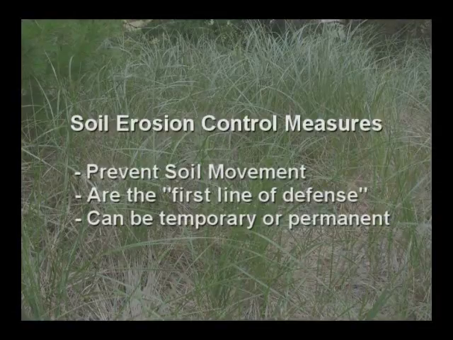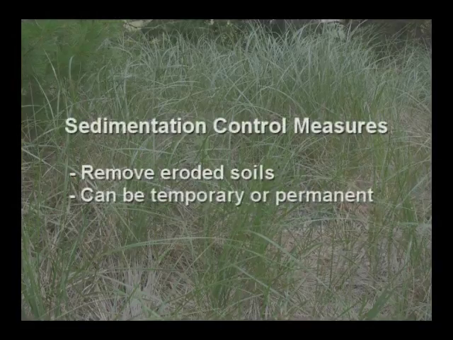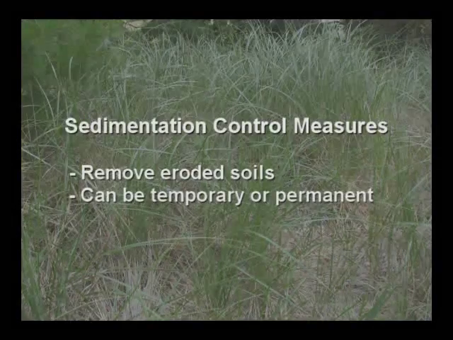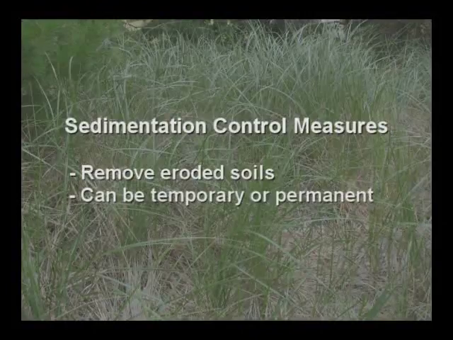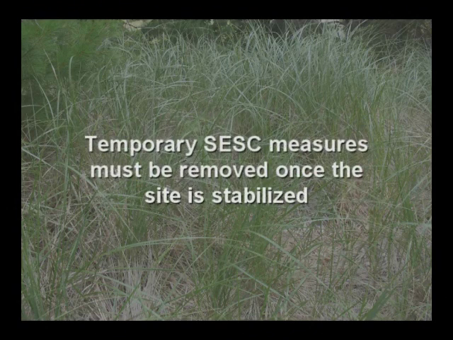Soil erosion control measures are designed to prevent soil movement by wind and water and are the first line of defense. Sedimentation control measures are designed to remove eroded soils prior to leaving the site. The SESC measures need to work in conjunction with each other so that all aspects of the site are addressed. SESC measures can be either temporary or permanent. It is important to remember that usually a single SESC measure will not be enough to keep all the soils on site. Temporary SESC measures are removed once the site becomes stabilized.